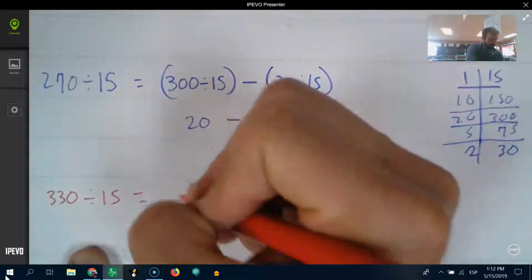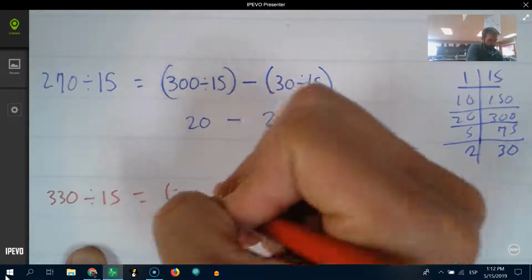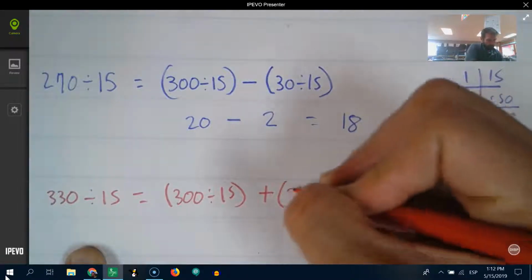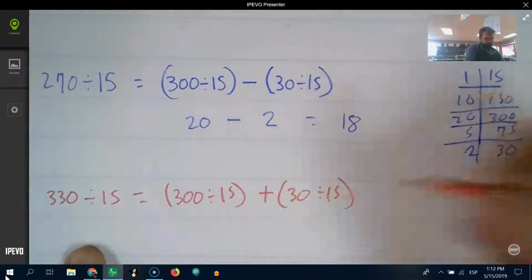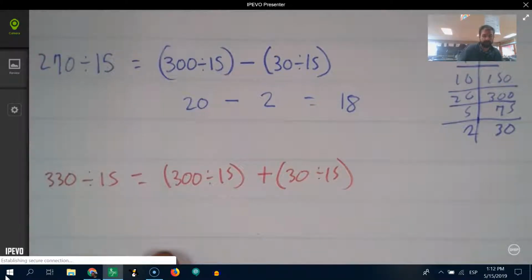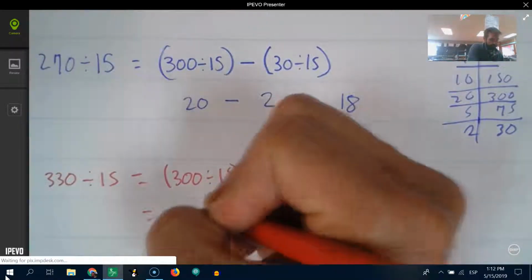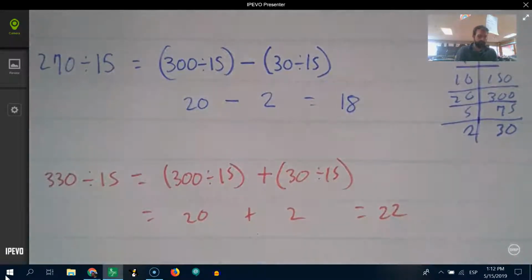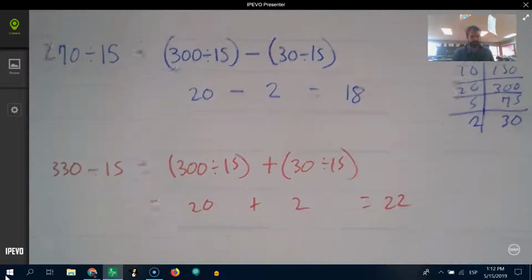So if I split this up, what did you split it up to? Hopefully you split it up to 300 divided by 15, and you added 30 divided by 15. And what does that give us? That gives us 20 plus 2, which is 22. So again, you maybe saw that over here, 30 and 20 plus 2. All right.